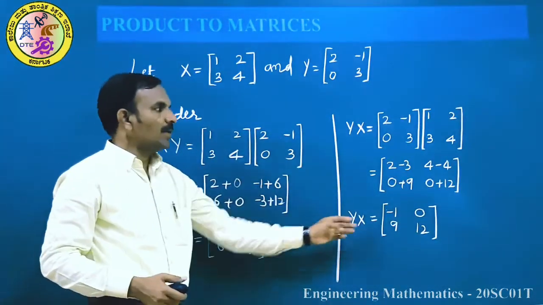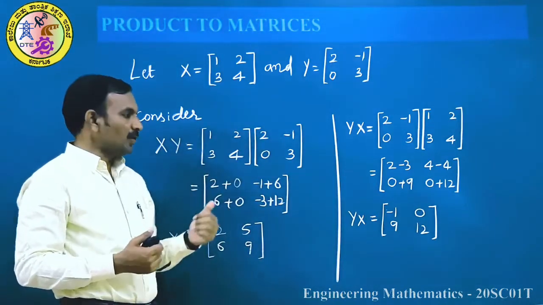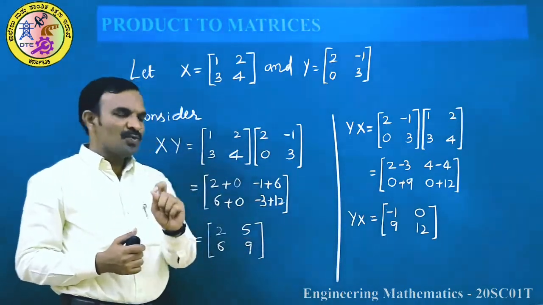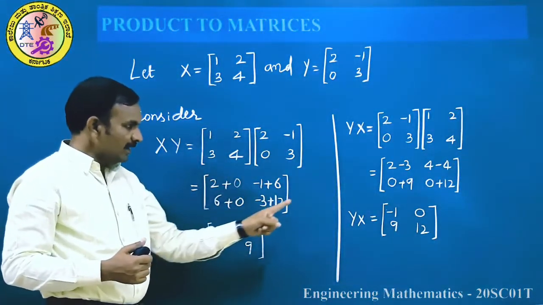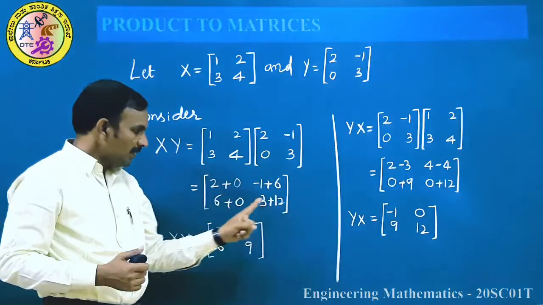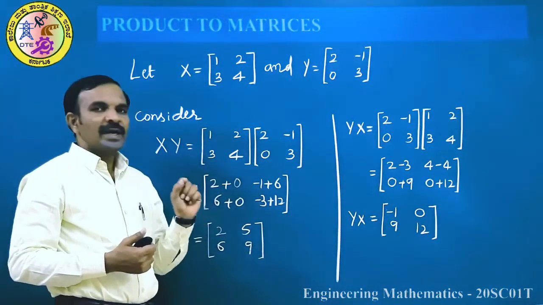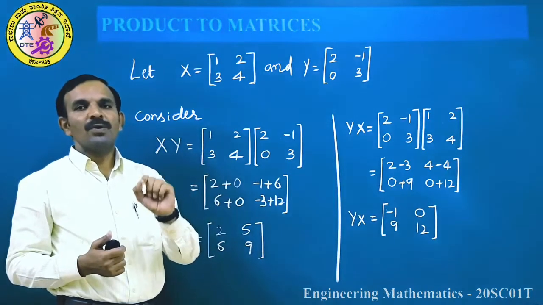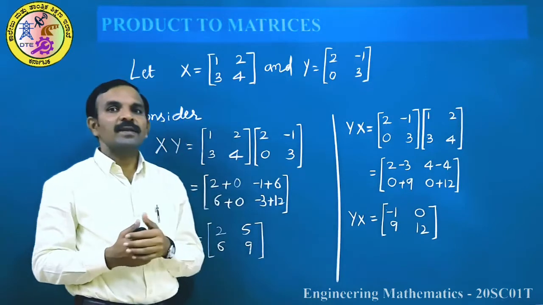You have the xy value and the yx value for the given x and y. You can observe that both matrices are different. The orders are the same, but the elements are different. Therefore, in general, you can write xy is not equal to yx. That is, the product of matrices is not commutative.